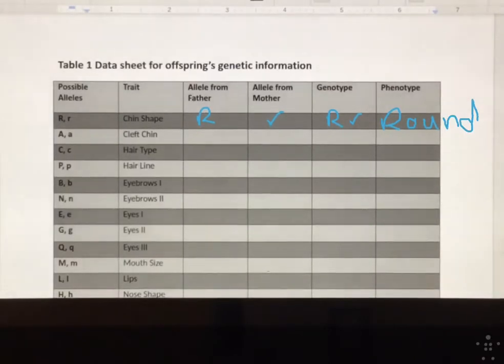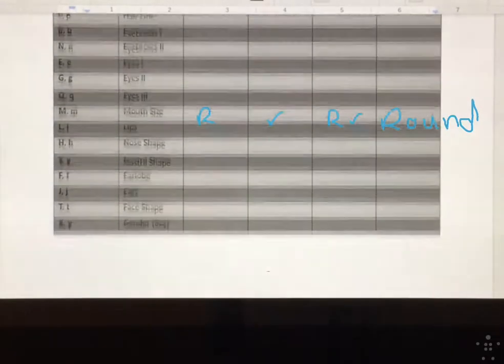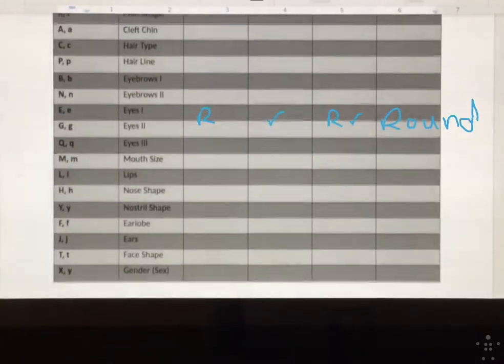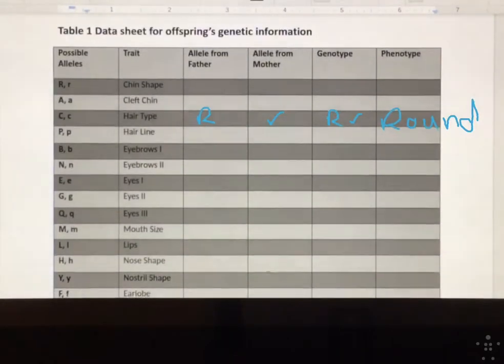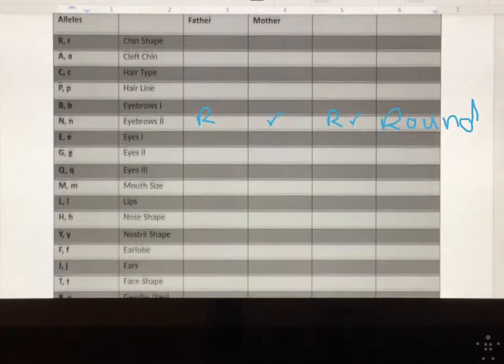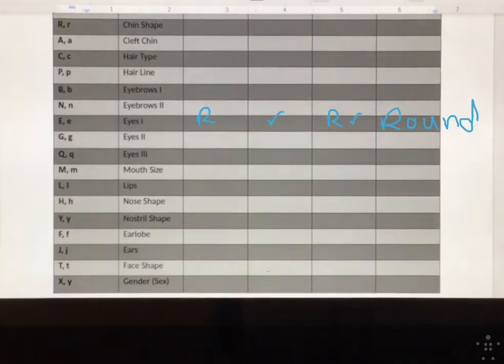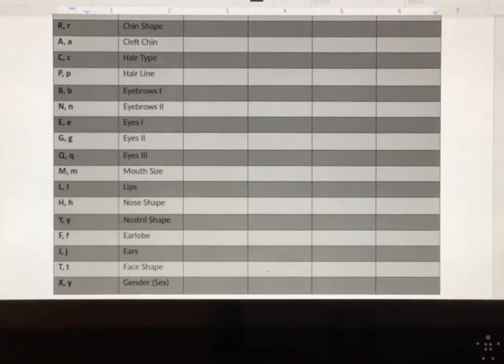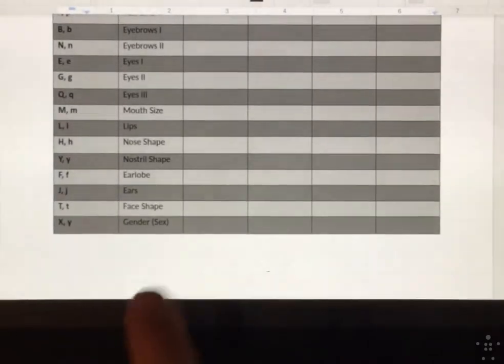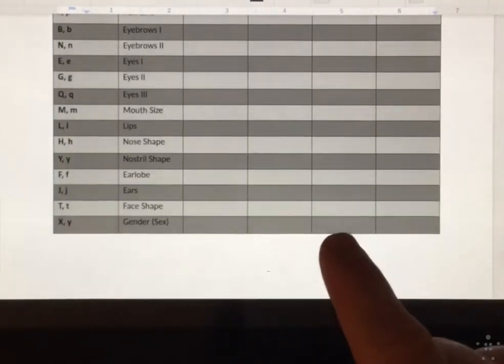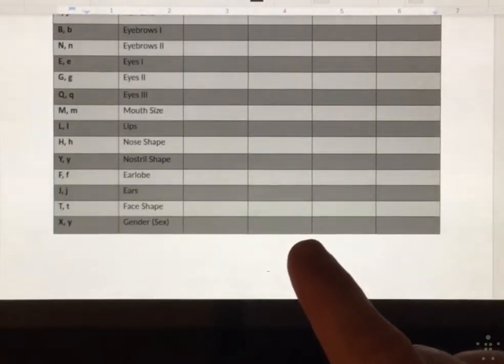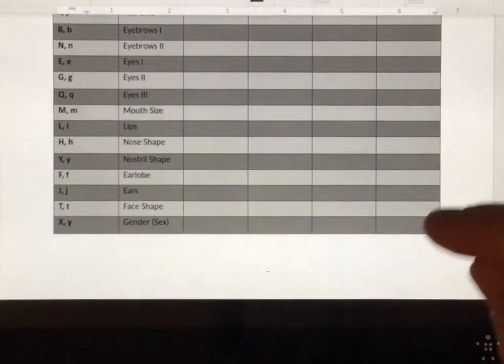Okay? And you go through and you do it for each individual trait. Alright? And there's lots of traits you got to go through. 17 of them. Okay? Even gender. Alright? And you just continue to fill it out like so. Alright? Now, when you get done, you got to draw your child, and I'm going to show you the different head shapes that you're going to have here in a second. But before we do, once again, pay close attention to the gender, okay? If it is XY, it's a guy. If it's XX, it's a girl, all right?